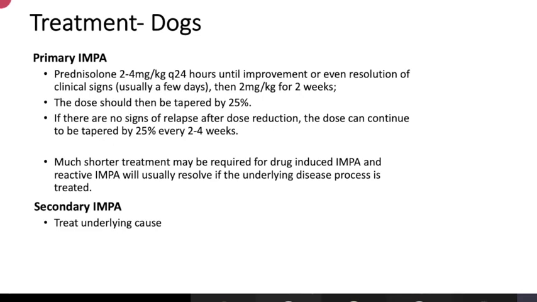This dose can be tapered by 25% every 2 to 4 weeks, depending on how the patient's getting on. Sometimes it will need to be a bit slower if you're suspicious of a relapse, or sometimes they have a relapse after being tapered and it can be increased again.